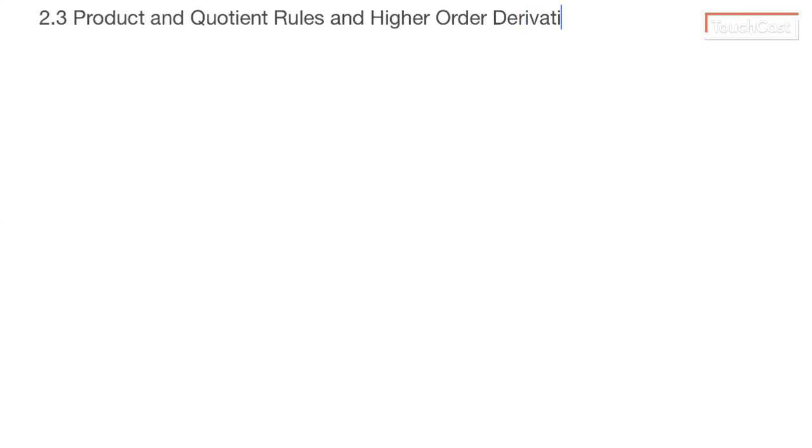Alright, welcome to our continuation on lesson 2.3 where we're talking about the product and quotient rule and higher order derivatives. So last video we left off talking about theorem 2.9 and we did example 7. We're going to move straight into our next example, example 8.